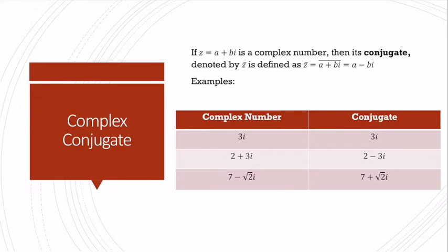So here are some examples of complex conjugates. It's denoted with a bar over it. That just means we switch our middle sign. If I'm adding, I switch to subtraction. If I'm subtracting, I switch to addition. If I just have i, then it's just i.